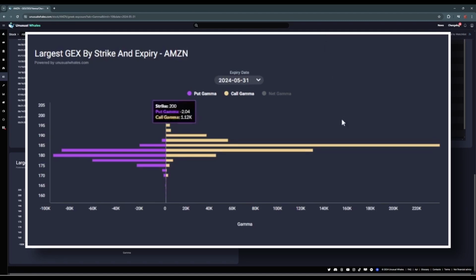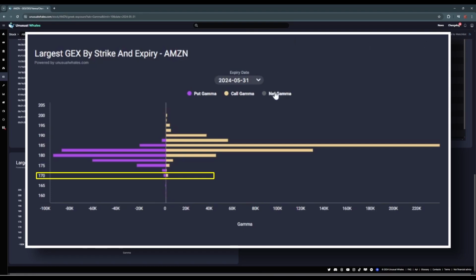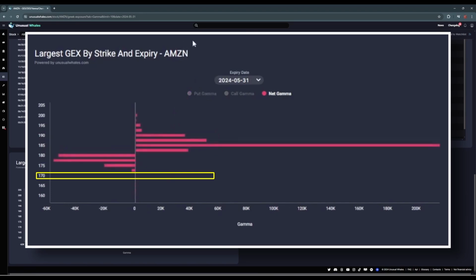So we can see that at open, the $185 strike has the highest call gamma, while the $180 strike has the highest put gamma. Down below, we can see that, for example, the $170 strike is about even. So these are kind of close. If we turn on the net gamma and turn off call and put gamma, that 170 strike should be about flat. And here we can see that it indeed is.